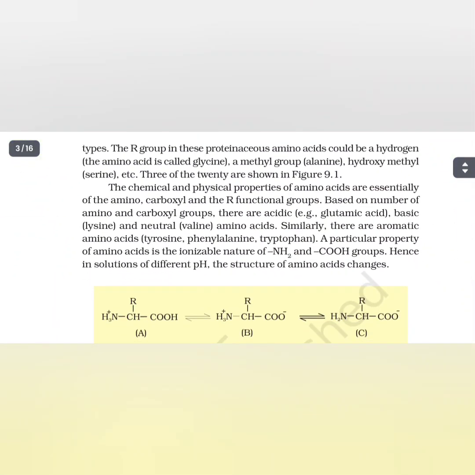The R group in these proteinaceous amino acids could be a hydrogen; the amino acid is called glycine. A methyl group, alanine. Hydroxymethyl, serine, etc.